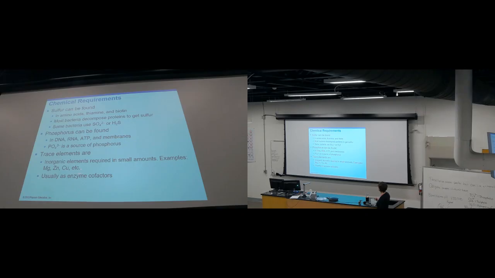And now for trace elements. Trace elements do not require huge amounts, just like in our human diet, and they are inorganic elements. So for instance, we have magnesium, zinc, copper, etc. These will be cofactors. Enzyme cofactors are required for the functioning of the enzymes.